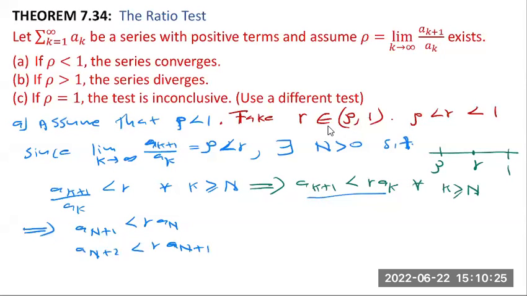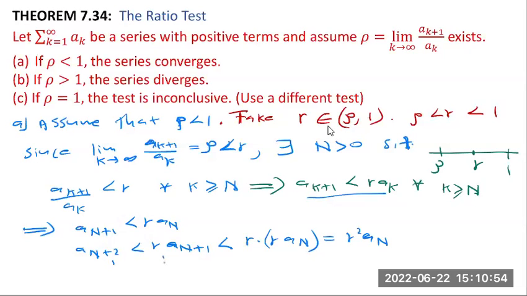But we know that this quantity is less than this one. So I'm going to replace my a_{N+1} by r times a_N, because this quantity is bigger than my a_{N+1}. So I should get a bigger quantity, r times a_N. This is nothing but r squared a_N.